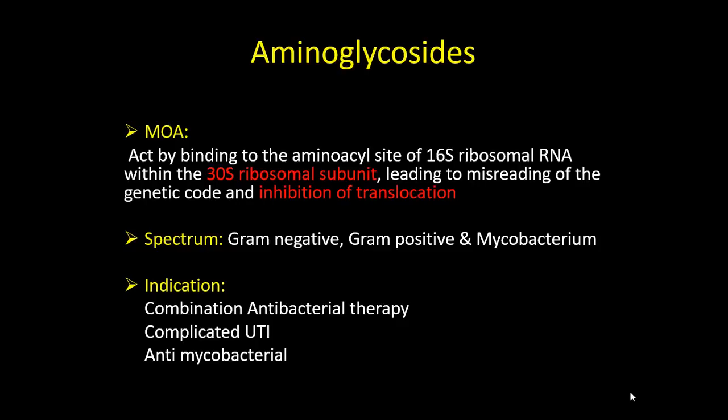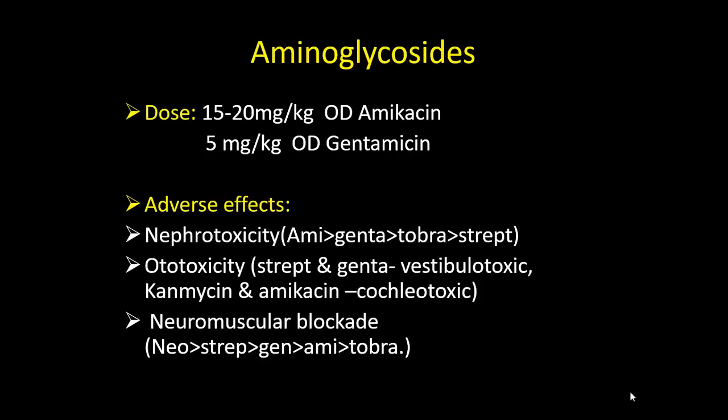Aminoglycosides' mechanism of action, as we saw, is effective through 30S ribosomal subunit binding and inhibition of the translocation process, and inhibiting RNA synthesis. Spectrum includes extensive gram negative, gram positive, and to an extent mycobacterium also. That is why it is part of the modified ATT regime also. Indications include combination antibacterial therapy, complicated UTI, and antimycobacterial therapy.